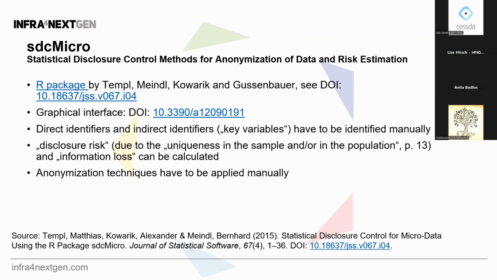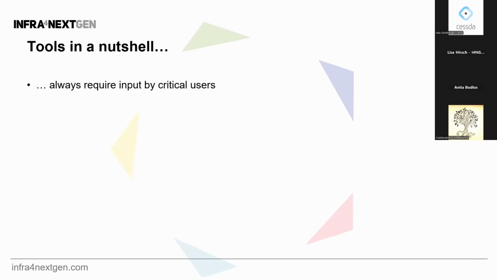Again, anonymization techniques have to be applied manually, so recoding, as far as I understood, has to be applied manually, which means you have to do the aggregation yourself, although the graphical interface of sdcMicro helps and assists you with that, so you don't have to know R for recoding if you use the interface.